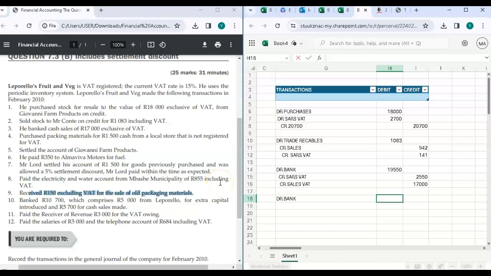Now in the exam you'll get numbers that actually are well rounded off. And then what you credit, you're going to credit packaging materials and you're going to credit SARS. So credit packaging materials and credit SARS. Okay, and the amount for packaging materials, if you work it out, is 150 and the amount for SARS will be 23. So that's it for ledgers when working with VAT. Okay, you just have to know and see the patterns.